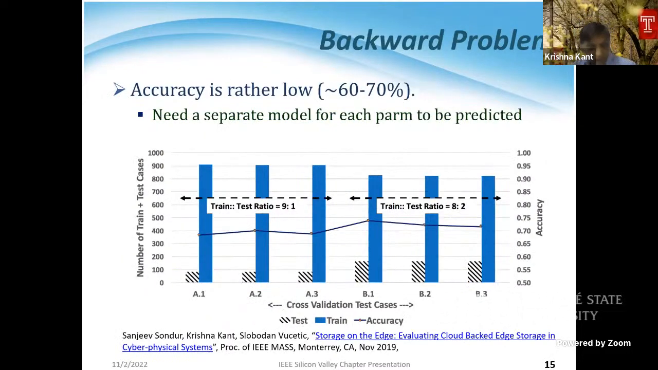Unfortunately, for the problem that we are interested in, which is that given the performance and the cost, determine the configuration, it doesn't work very well. Not only that, if you're trying to go backwards, you will need multiple models, perhaps one model for each configuration parameter, which makes this rather impractical. So a direct machine learning approach doesn't really work very well.